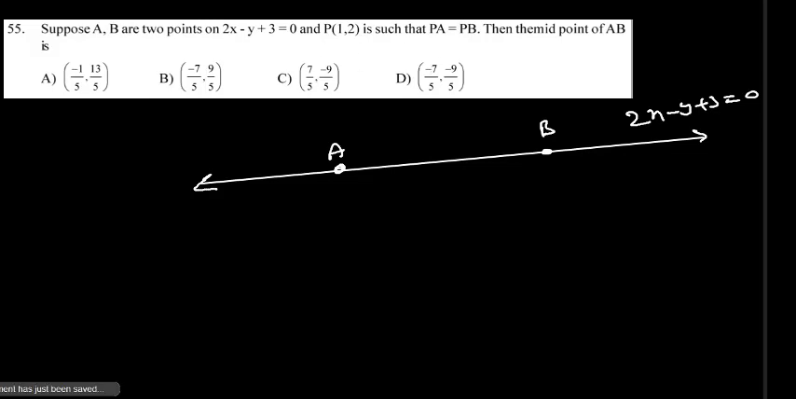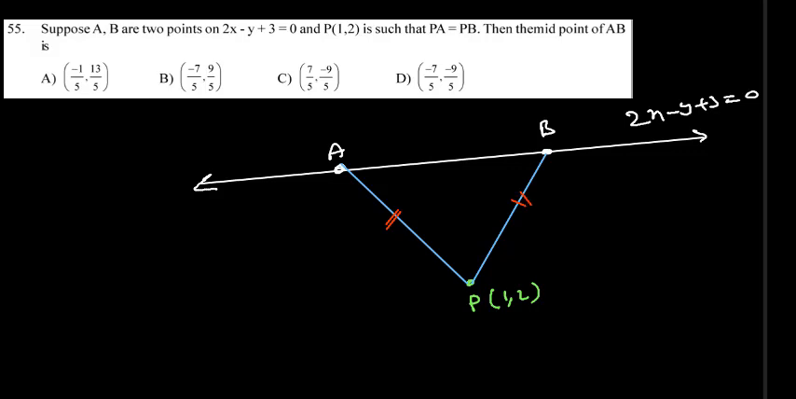Here you can say P is not on the line. So somewhere P, 1 comma 2, so that PA length equal to PB. Clearly, if PA equal to PB, what can I say? P lies on the perpendicular bisector of AB. I will write that, according to locus theorem, PA equal to PB implies that P lies on the perpendicular bisector of AB.